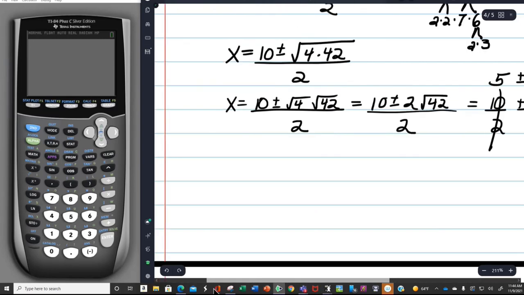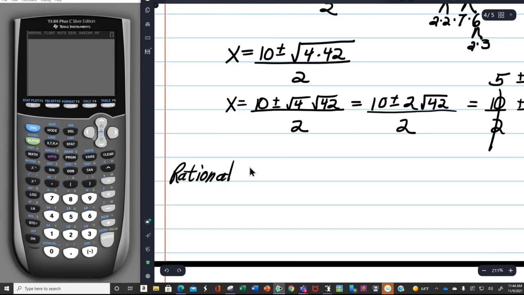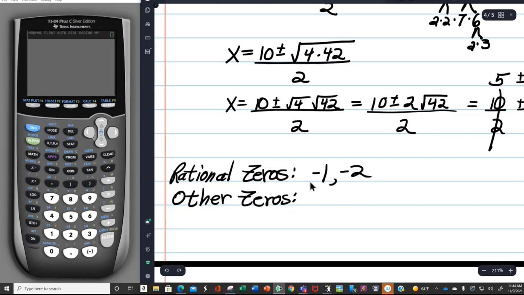So I really liked this problem. So, no, we're not doing x equals. We're doing the rational zeros and the other zeros, and then we will be done. The rational zeros. And the other zeros. We're going to have negative 1 and negative 2. Actually, I should say negative 2, negative 1, but oh well. And then we're going to have 5 minus the square root of 42, comma 5 plus the square root of 42.